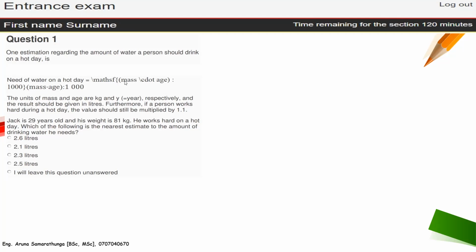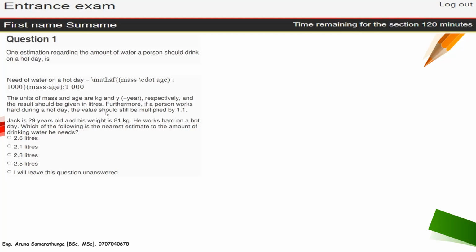Inside that one you have mass, meaning weight, and again c dot and age. Then here you have double dot and 1000. And again after that curly bracket you also have mass dot age and the same thing. I'm going to explain this one, so don't worry. The unit of the mass and age are kilogram and year respectively. And the result should be given in liters, so the result will come in liters.